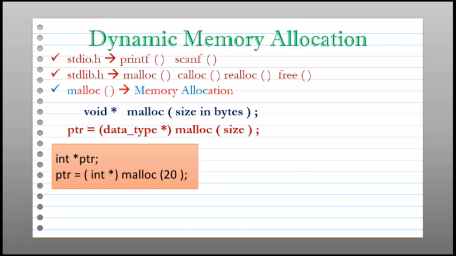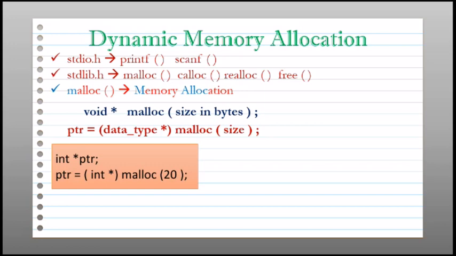So here malloc will return 20 bytes, which is of type void. Our pointer variable is of type integer, so the value returned by the malloc function, which is of type void, should be converted into integer. That's why we have used int star in brackets. This will convert the void type returned by malloc into int type. Now this value will be saved in variable ptr.